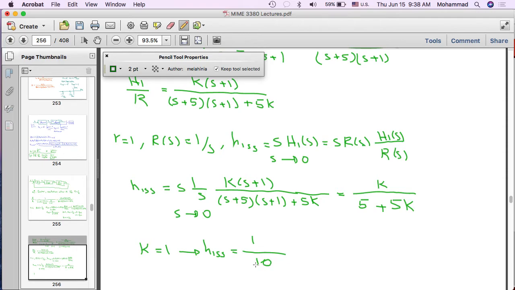And you can go back to your simulation, to your Simulink, set k equals 1, run the simulation and look where the blue curve settles. Does the blue curve settle at 0.1? That tells us we've done this correctly. If k is 2, for example, it would be 2 over 15. So if k is 2, h1 would settle at roughly 1/7, which is roughly 0.134. So you can see that our simulation and our calculation support each other.